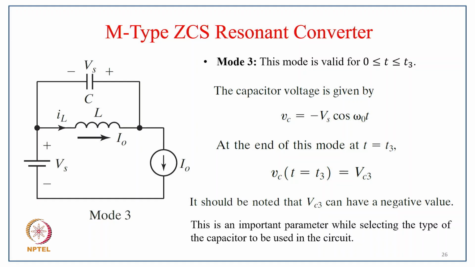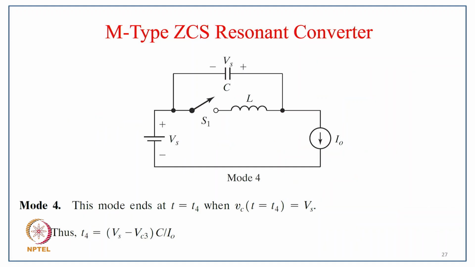Now coming to mode 3, this mode is valid from t equal to 0 to T3, and the capacitor voltage is given as Vc equal to minus Vs cos omega 0 t. At the end of this mode, at t equal to T3, Vc equal to Vc3. And it should be noted that Vc3 can have a negative value, and this is an important parameter while selecting the type of capacitor to be used in the circuit.